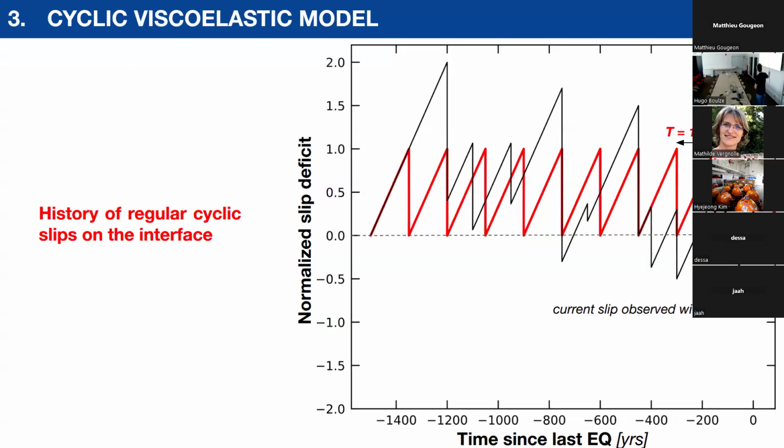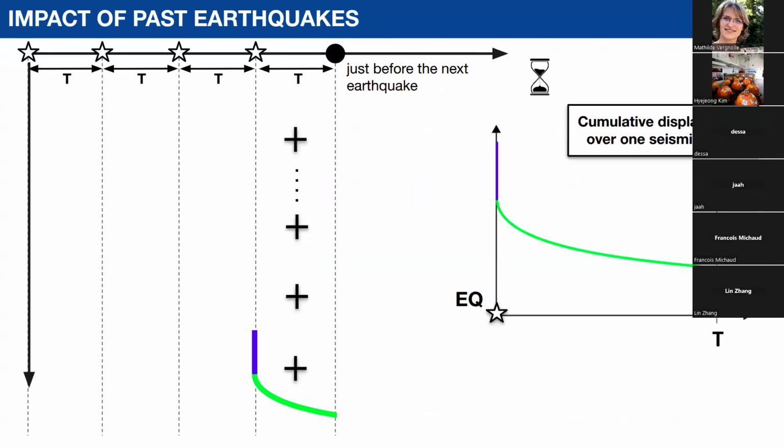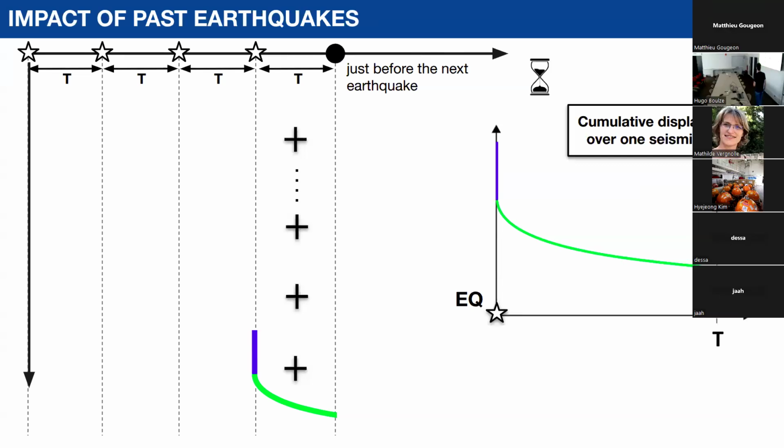So this model takes into account the fact that the present day deformation of your overriding plate has the memory of past earthquakes that occurred on the subduction interface. And why do past earthquakes have an impact on the present day deformation?